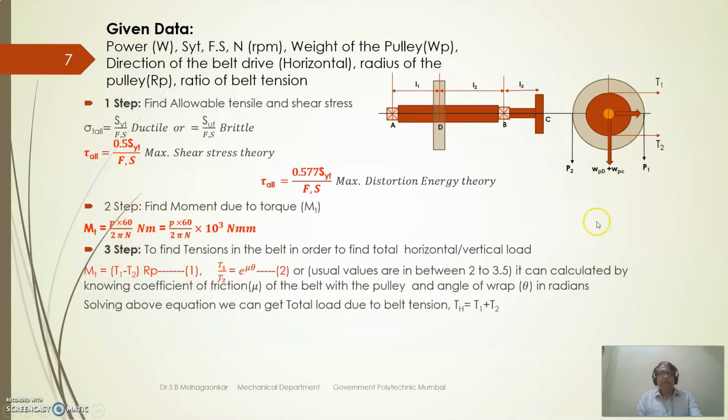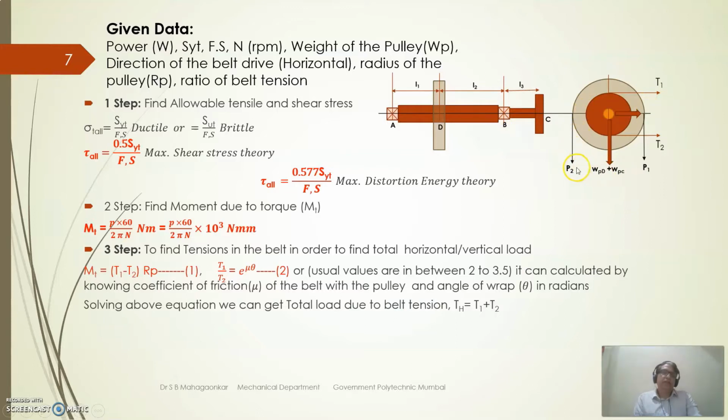And step 3: see here, there are two pulleys. One is pulley D, which is not at the center; it is L1 from the left side bearing and L2 from the right side. And C is an overhung pulley, at a distance of L3 to the right of the right bearing.